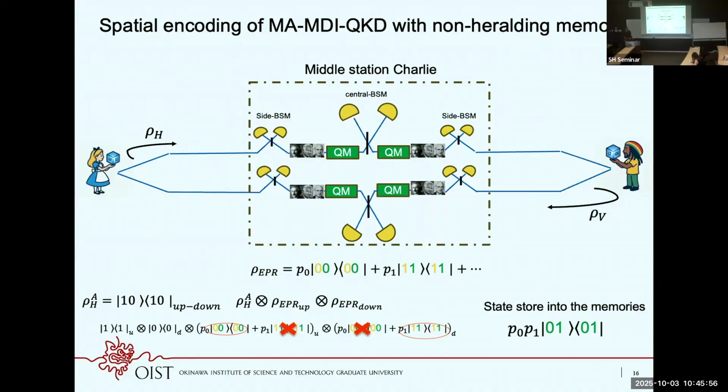So at the end, what I get is this. As you can see, the only successful click pattern gives us the successful storage of the photon sent by Alice. Okay, and this is all ideal. I'm not considering any losses here. There is no channel loss, no detection efficiency, no dark counts, nothing. This is all ideal, just to show you how the storage works.